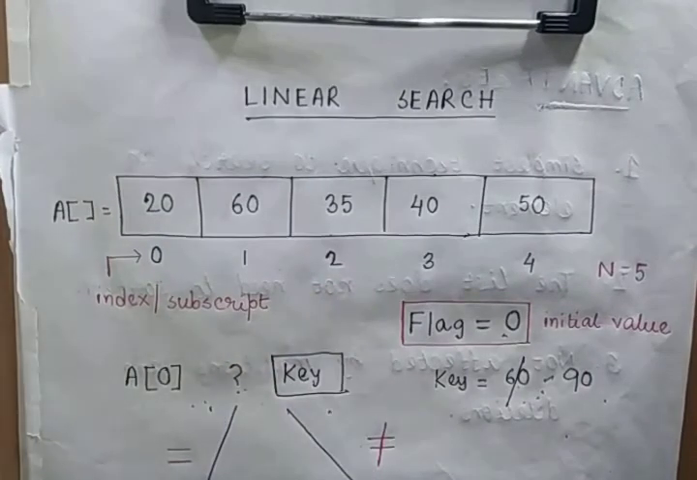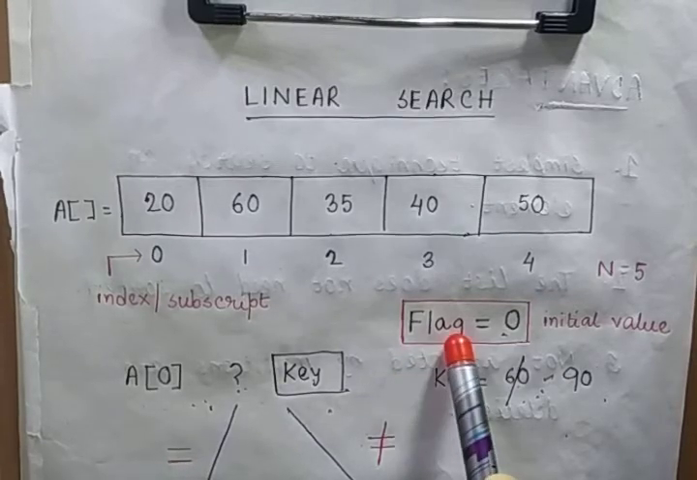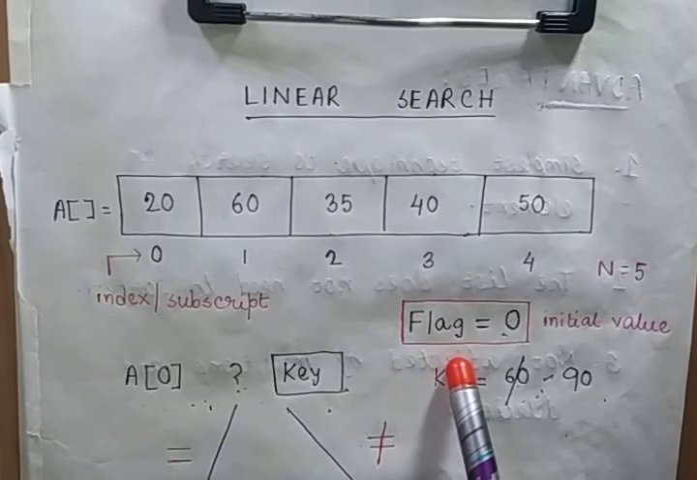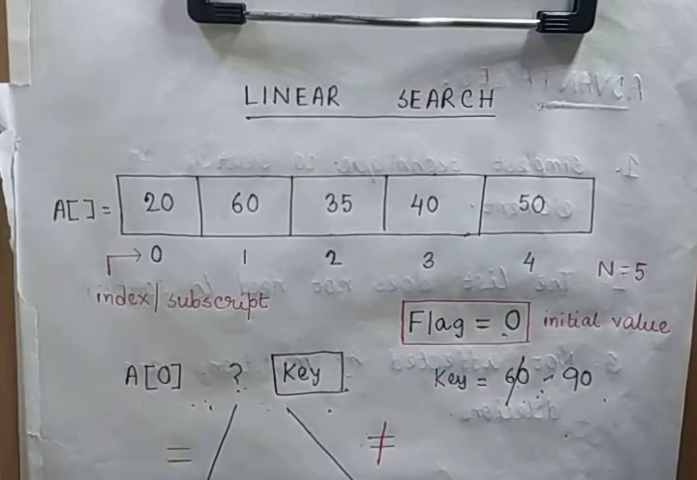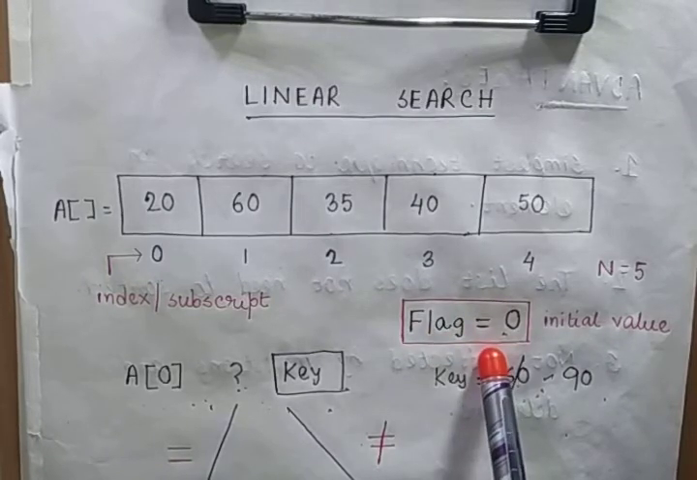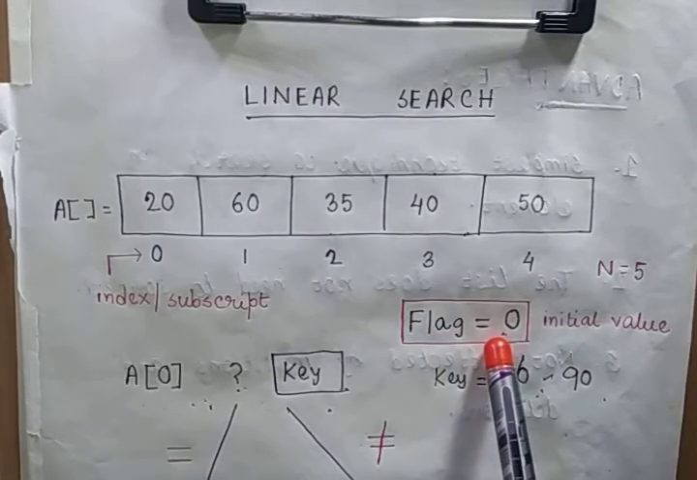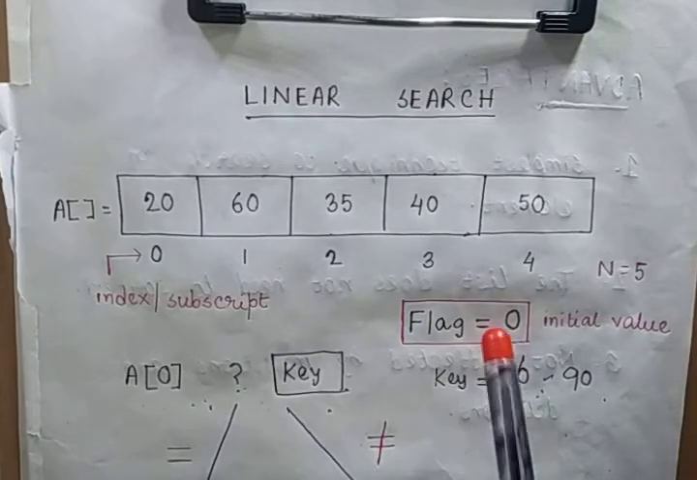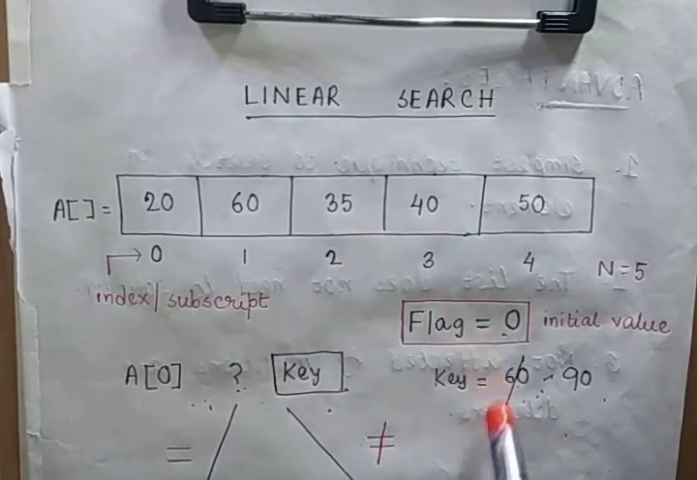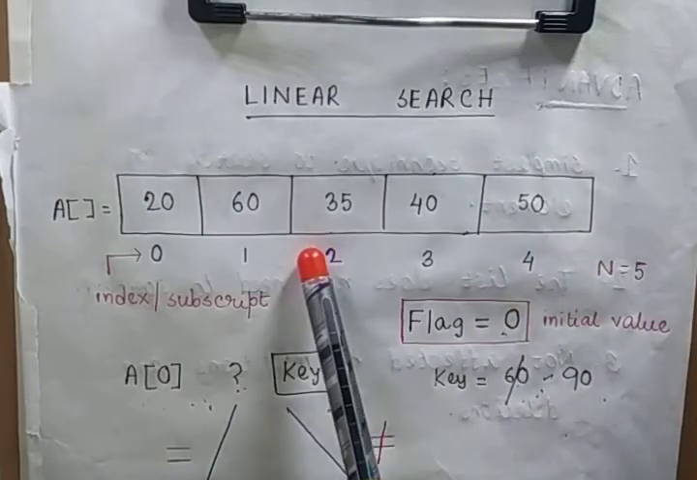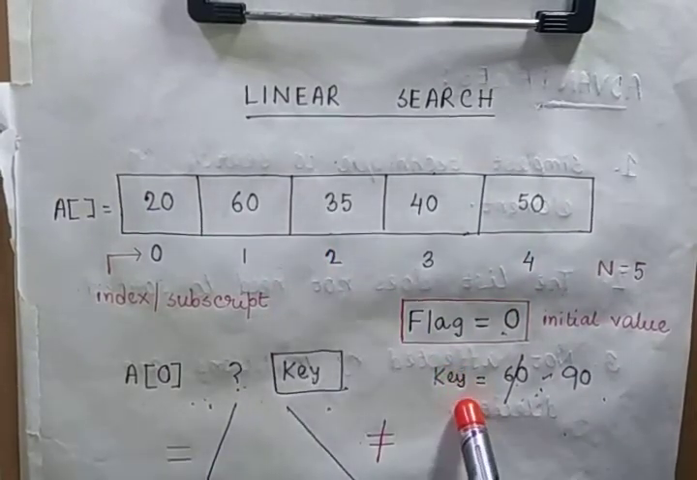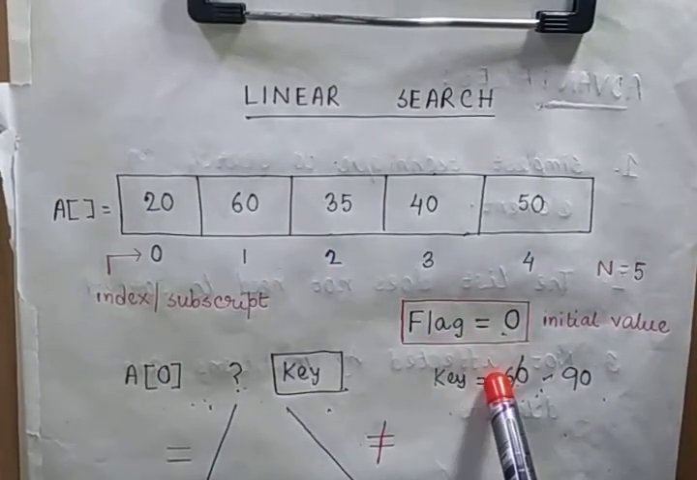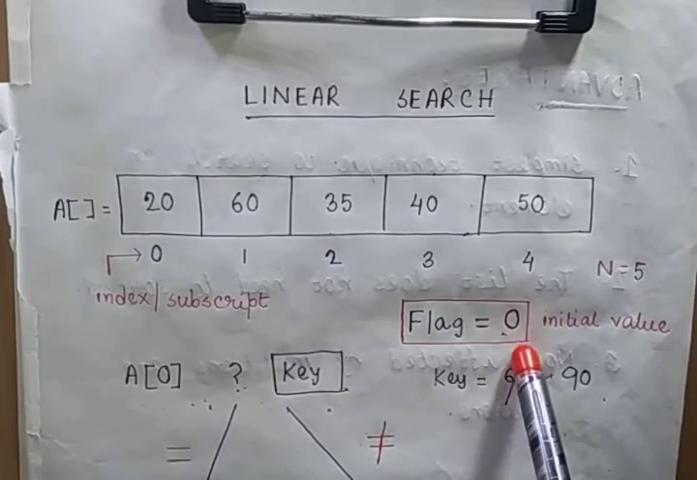Okay. Now in this linear search, we are considering two variables. One variable is a flag variable. Now what is a flag variable? You already know the flag variable is basically a decision making variable. After comparing the key element with all the elements within the list, you have to check the flag value. Here the initial value is 0.